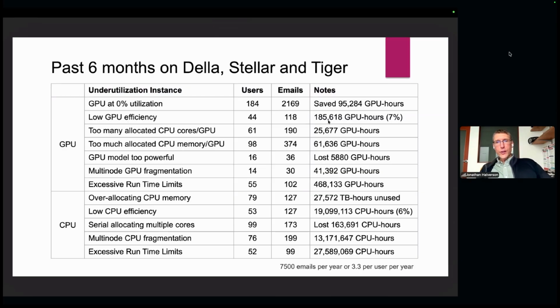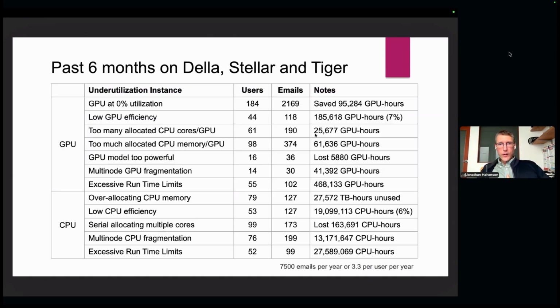You can see that roughly 200,000 GPU hours are associated with jobs that have low efficiency. And so on the general purpose cluster, I think we look at a utilization of less than 50%. And then on the LLM cluster, it's 75% or less. And you can see that the 200,000 is approximately 7% of the total GPU hours.